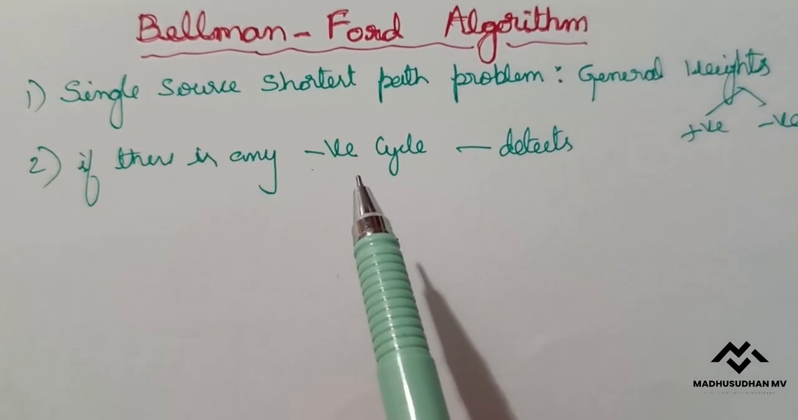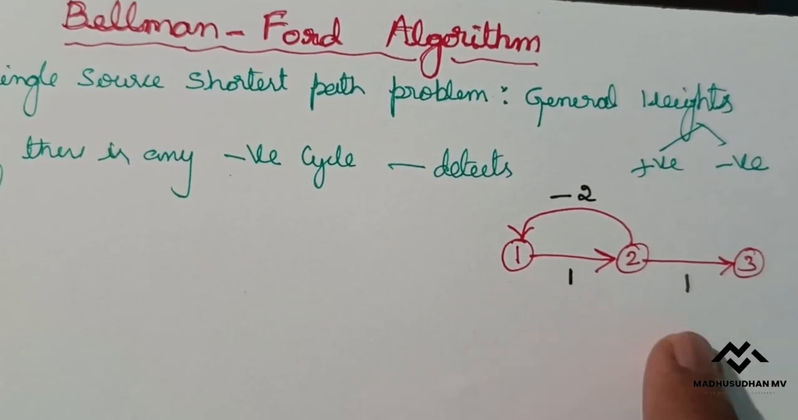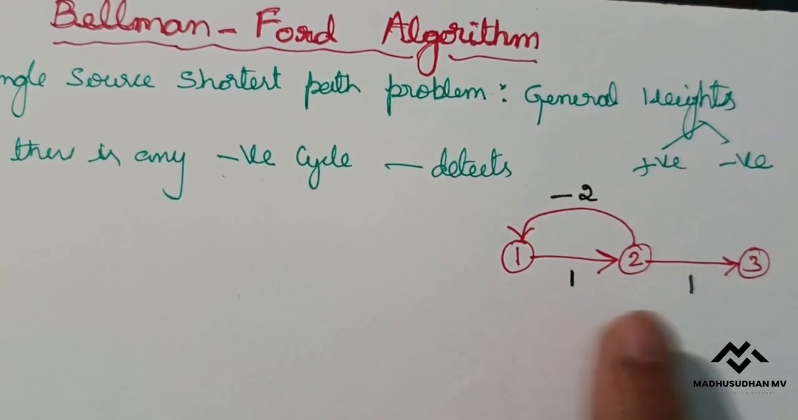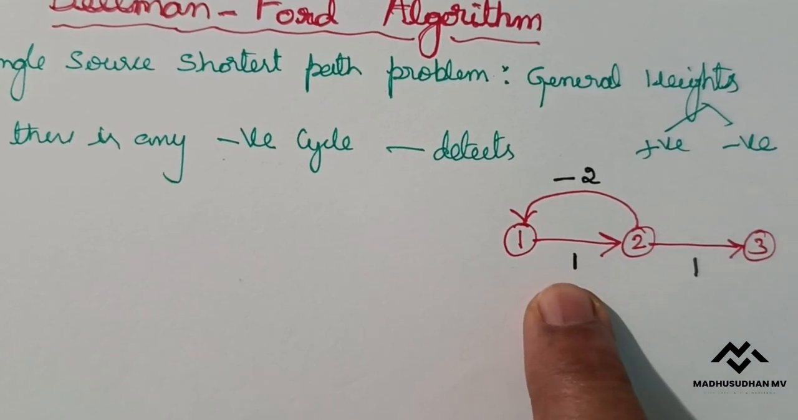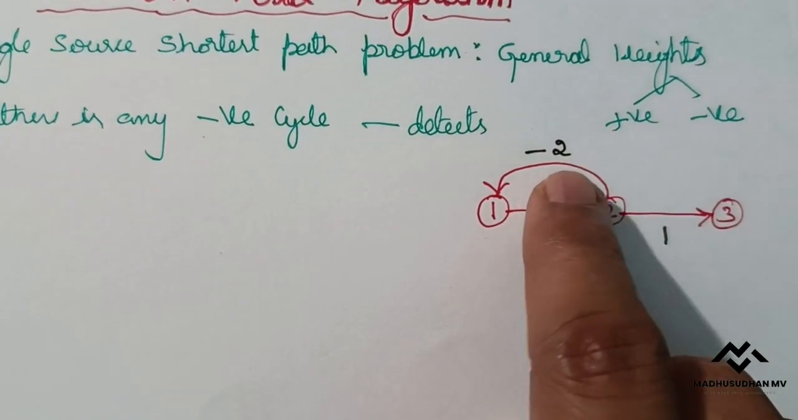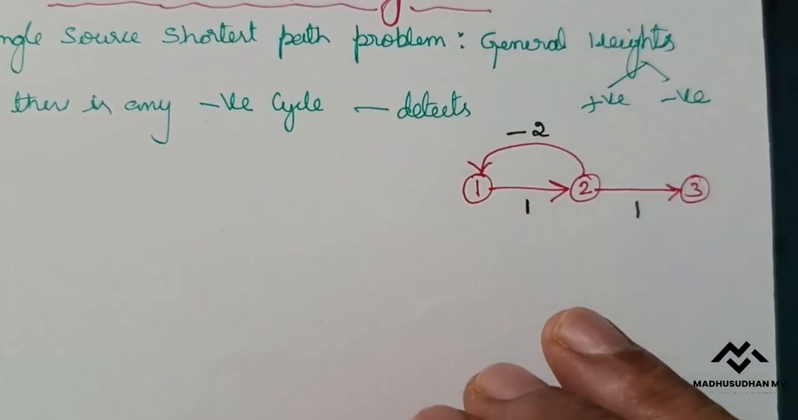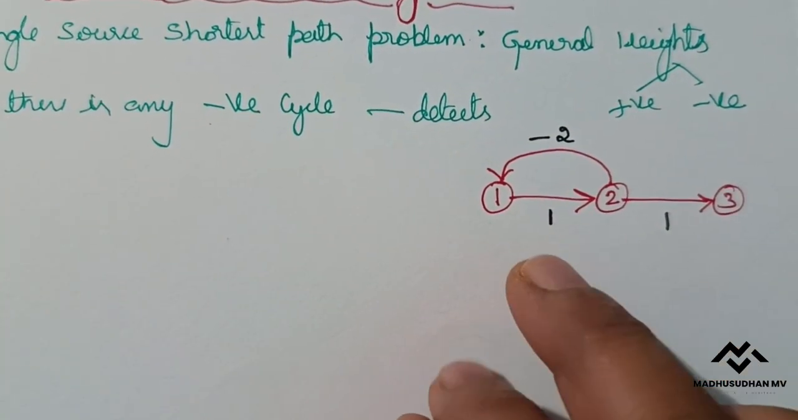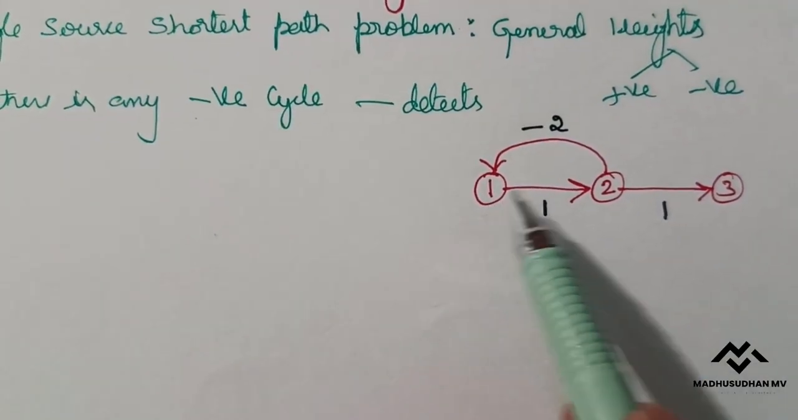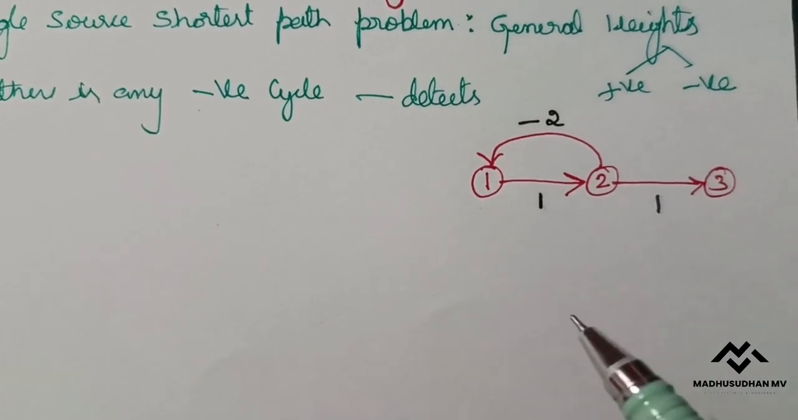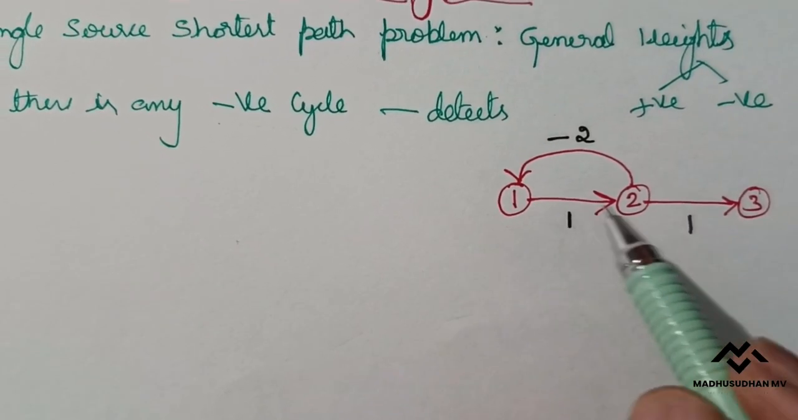Let us see what we mean by a negative cycle. Let us take a simple graph. This is a graph among three vertices, 1, 2, 3, and these are the edges, one positive, but this edge has a weight of -2, negative. Now look at the graph and tell me what is the shortest distance from 1 to 3. At first look we can say 1 to 2, then 2 to 3.